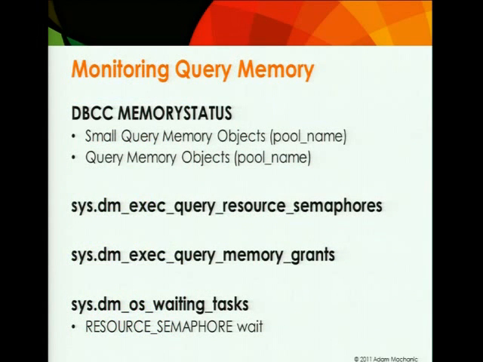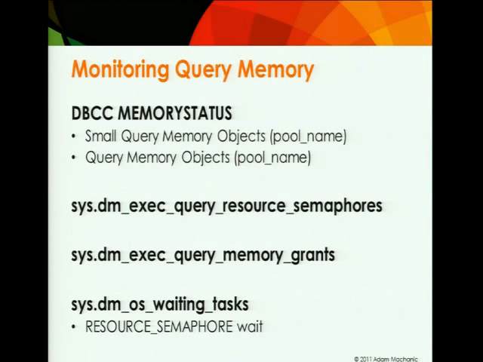Now on the monitoring side, we also have to delve in a bit. First of all, if we want to monitor this memory, the best way to do it is to use DBCC MEMORYSTATUS, and there are two different areas that you need to look at. There's the small query memory objects and the large query memory objects, or just the query memory objects. Each pool has two of these counters inside DBCC MEMORYSTATUS, and they correspond, of course, to the two resource semaphores. There's also a DMV, sys.dm_exec_query_resource_semaphores, which contains one row per semaphore, just kind of a different view of the world. DBCC MEMORYSTATUS actually contains more interesting information most of the time than the DMV, unfortunately.